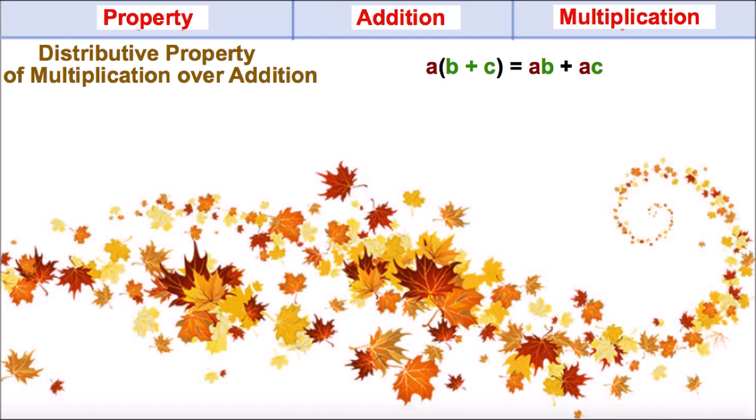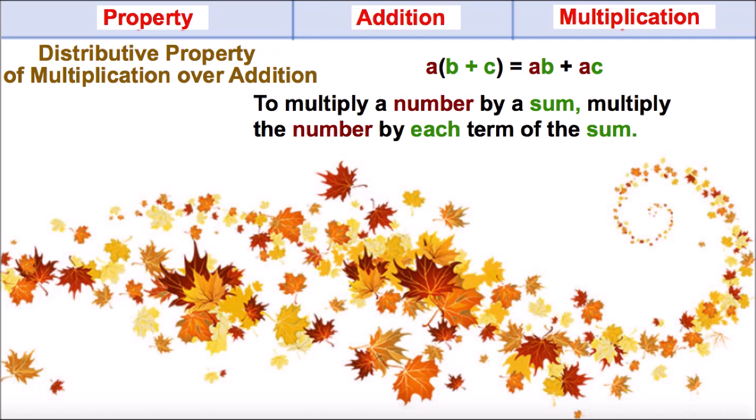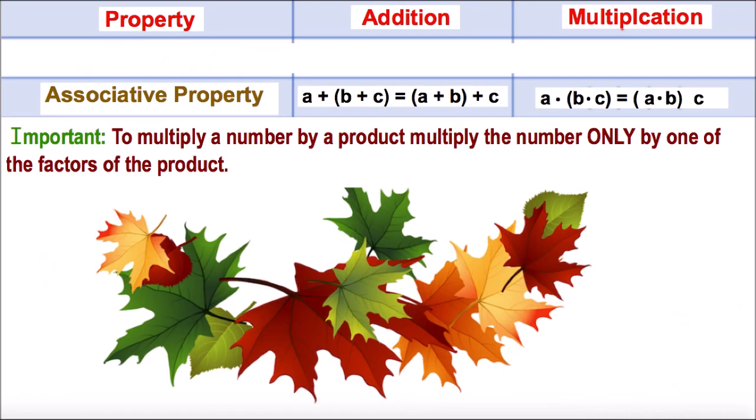As for the distributive property of multiplication over addition, we can represent that as A times the quantity of B plus C is equal to AB plus AC. To multiply a number by a sum, multiply the number by each term of the sum. Important: to multiply a number by a product, multiply the number only by one of the factors of the product.